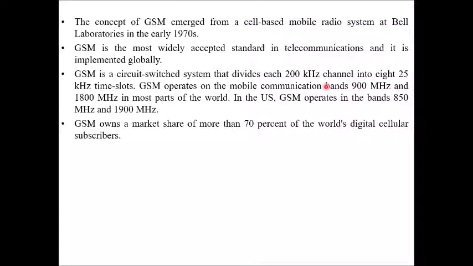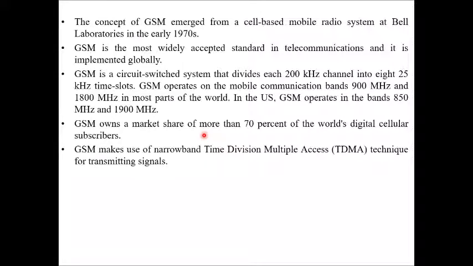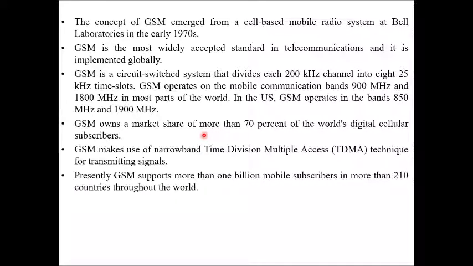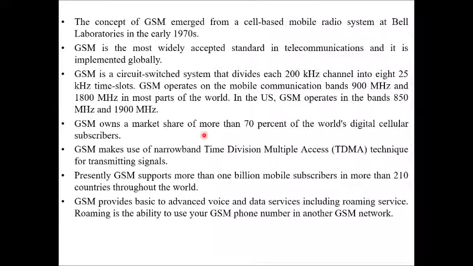Now, GSM owns a market share of more than 70% of the world's digital cellular subscribers. GSM makes use of narrowband time division multiple access, which we have already seen, as the technique for transmitting the signals. Presently, GSM supports more than 1 billion mobile subscribers in more than 210 countries throughout the world. GSM provides basic to advanced voice and data services including roaming service. You might know what roaming is. Roaming is the ability to use your GSM phone number in another GSM network.